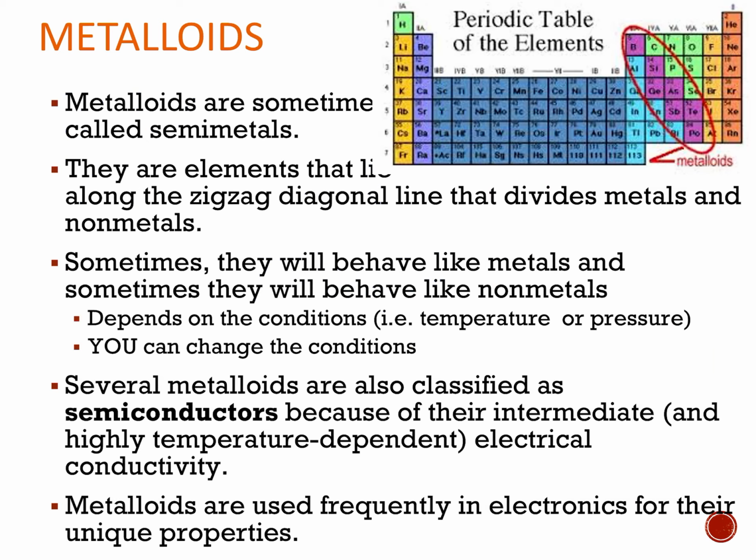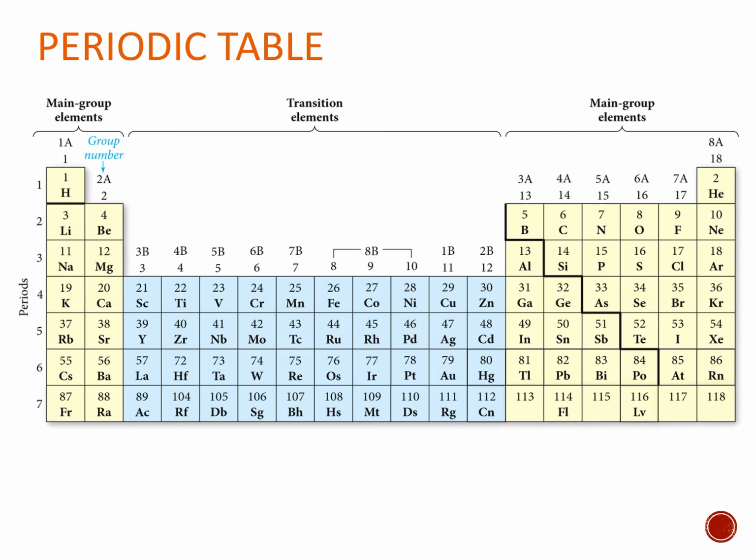Super cool. Several metalloids are classified as semiconductors because they have intermediate electrical conductivity, and it's really temperature dependent. Because of this, metalloids are used really frequently in electronics. Like you've heard of Silicon Valley, over by the Bay Area, and that is because they use a lot of silicon in their technology, and silicon is a metalloid. They use a lot of silicon in those electronics because of these properties for electrical conductivity. Makes it really awesome for electronics.